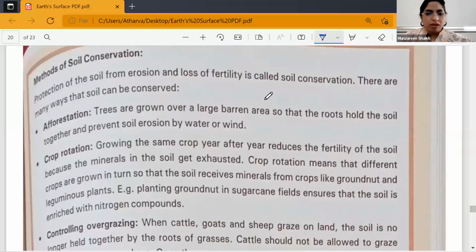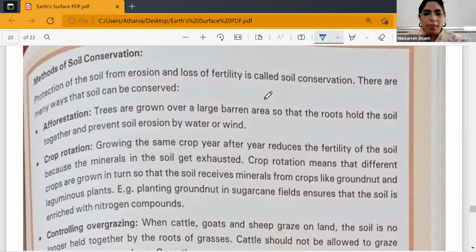So children, in the previous class we had done the methods of soil conservation. A few topics I had already explained to you all. We will just revise that before we go on to the next topic. So in the previous class, we saw the methods of soil conservation. Number one was afforestation. What do we mean by afforestation?